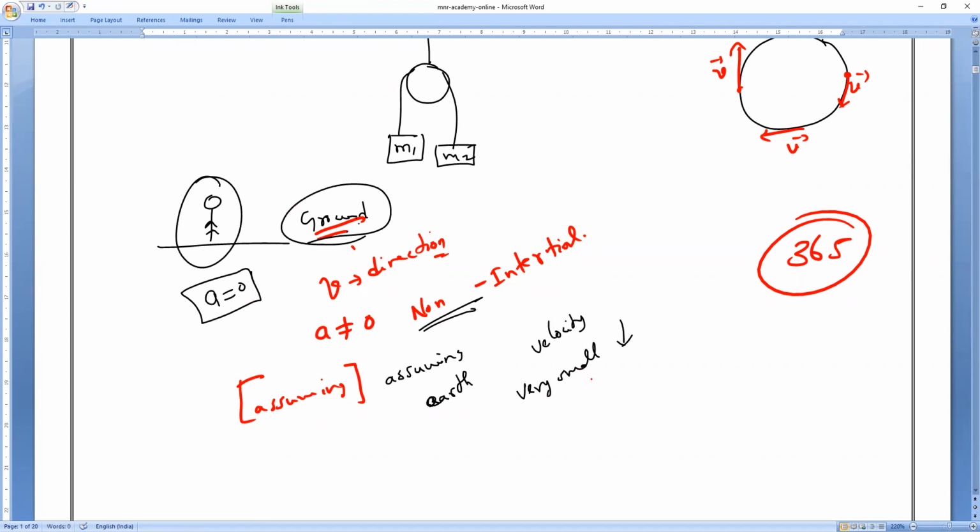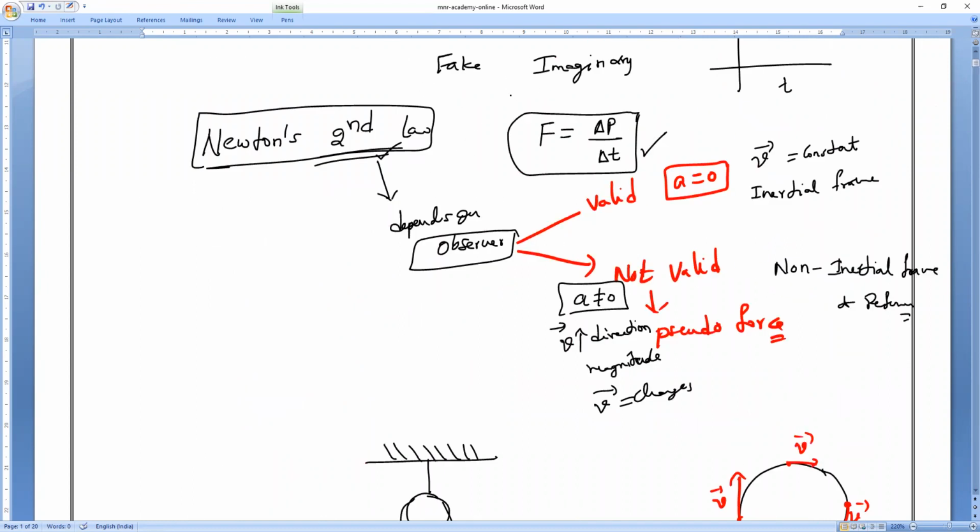His acceleration is zero, because Earth is moving very slowly, so it's very small. Due to this reason, even though it is a non-inertial frame, we consider it as an inertial frame. So if the observer is seeing anything from the Earth, it is the inertial frame. Understand? Now, let us solve this question and we'll continue that.